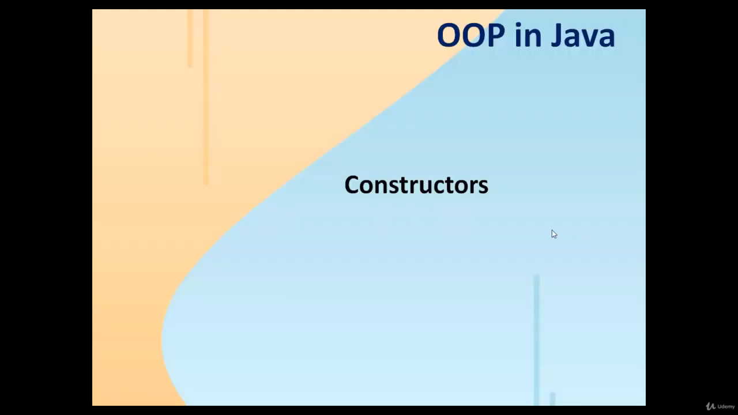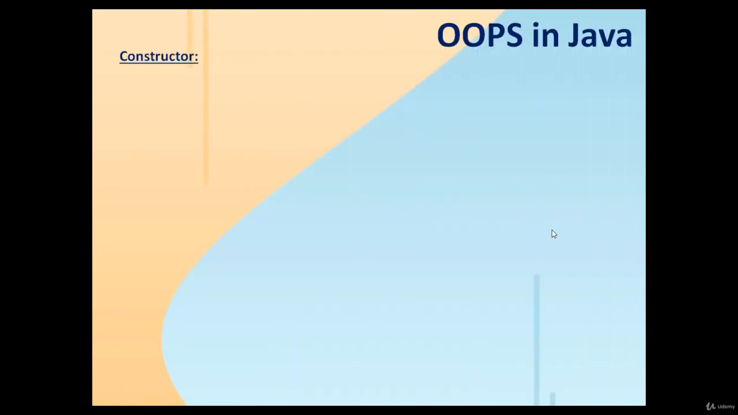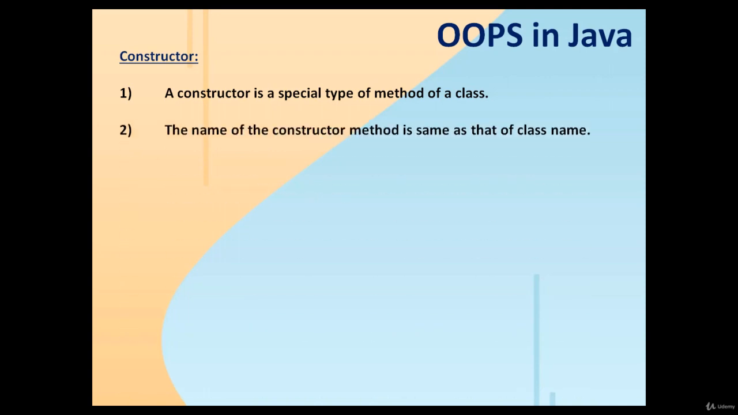This lesson is about constructors in a class. So what is a constructor? A constructor is a special type of method of a class. Normally a class contains properties and methods. A constructor is a special type of method.